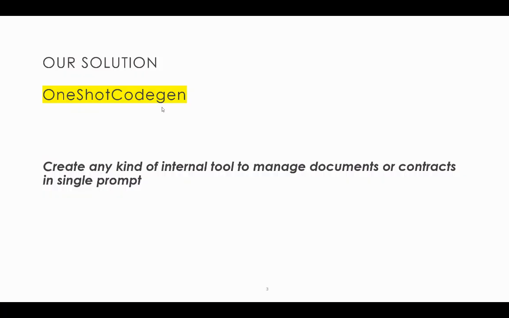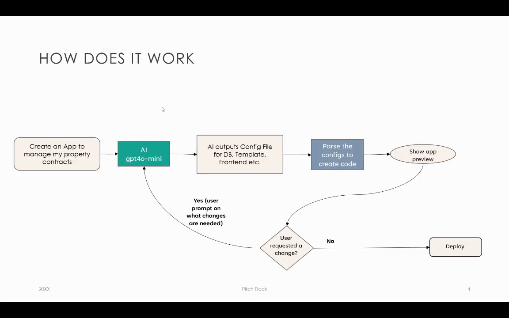So what's our solution to it? Our solution is OneShot CodeGen. It's an AI CodeGen which can create any kind of internal tool to manage documents or contracts in single prompts. Just a short overview of how it works before we get into the demo.